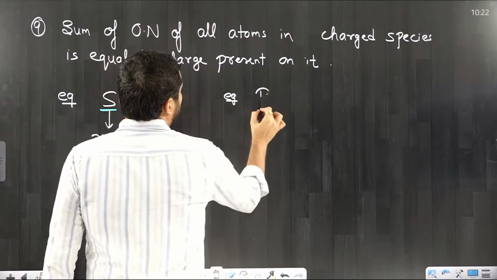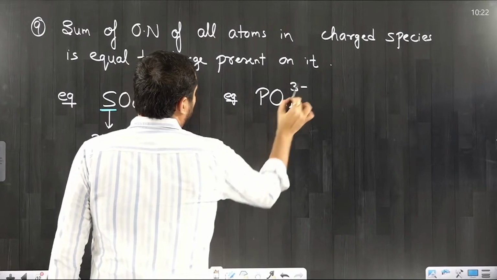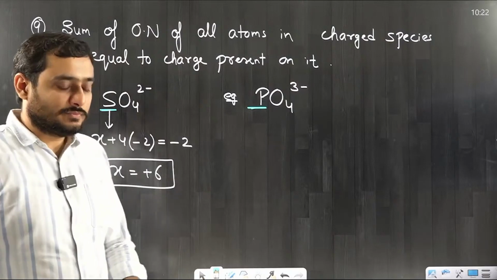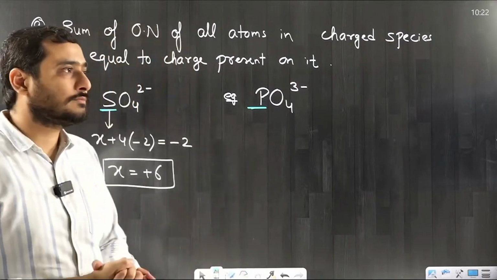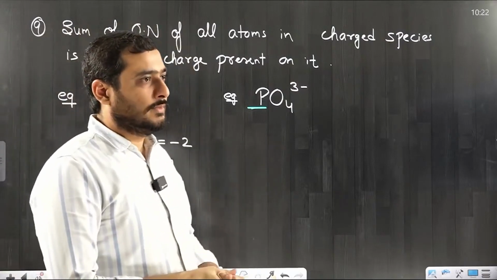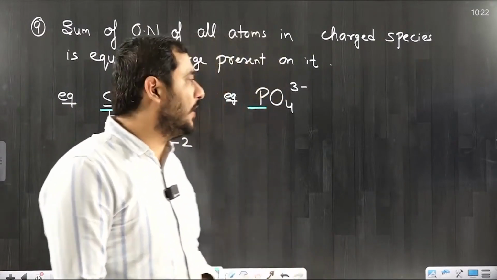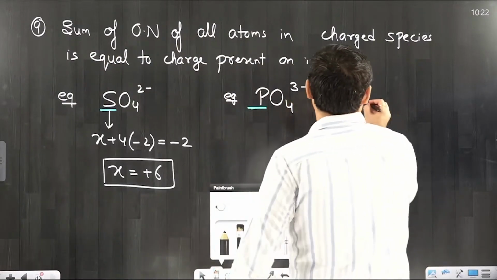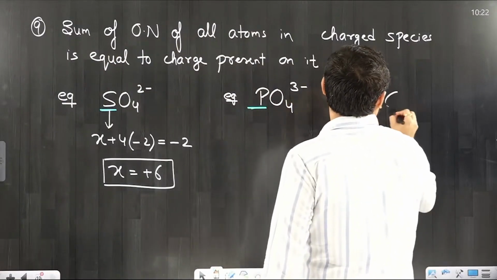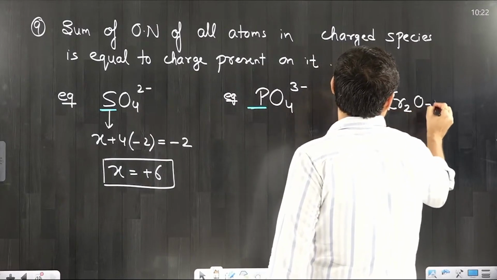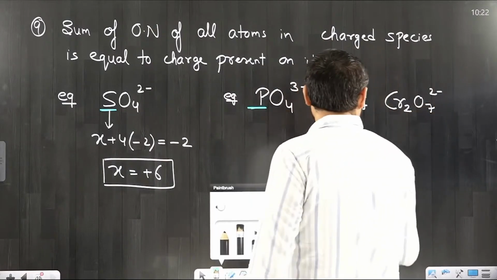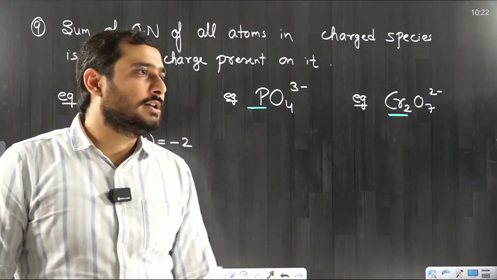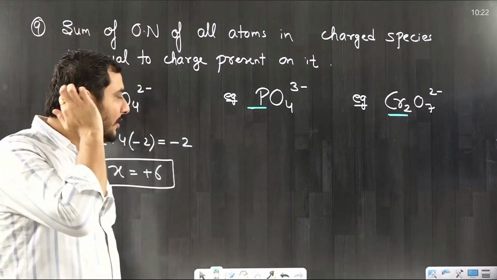Now tell me the answer for PO4 3-, phosphate, the oxidation number of phosphorus. I will write one more. And one we have to take Cr2O7 2-, dichromate. These two we have to solve. The oxidation number of phosphorus and the oxidation number of chromium.